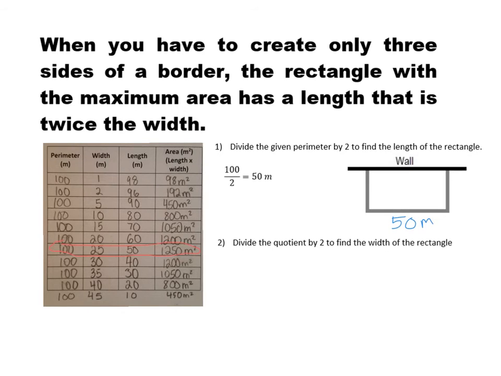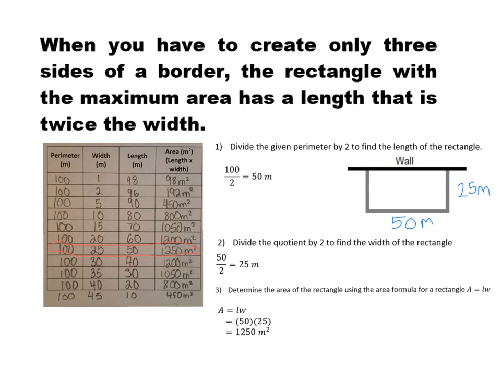Next, I would divide the quotient by 2 to find the width of the rectangle. Now I have found the width of the rectangle, which, if you look on our diagram here, is this side over here. Lastly, I would need to determine the area of the rectangle using the area formula for a rectangle, A equals length times width. This gives me the result of 1,250 meters squared.